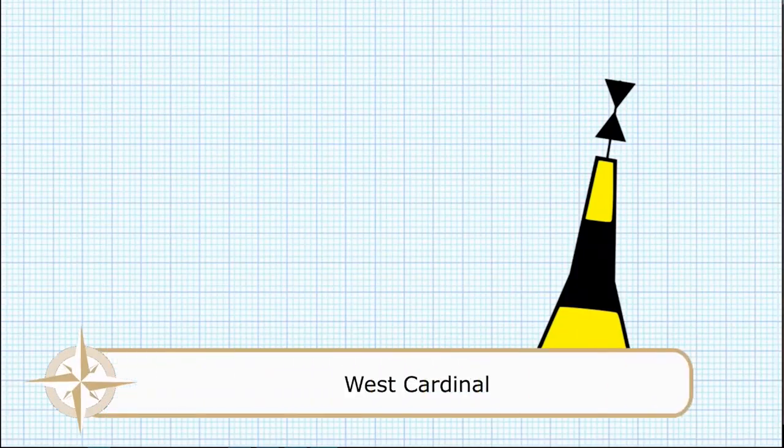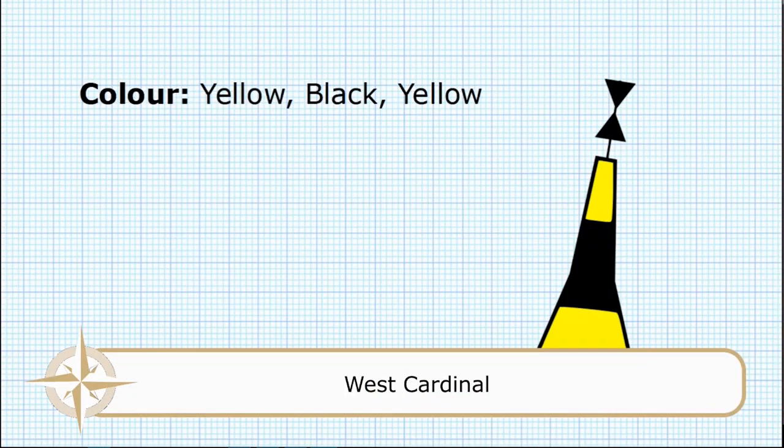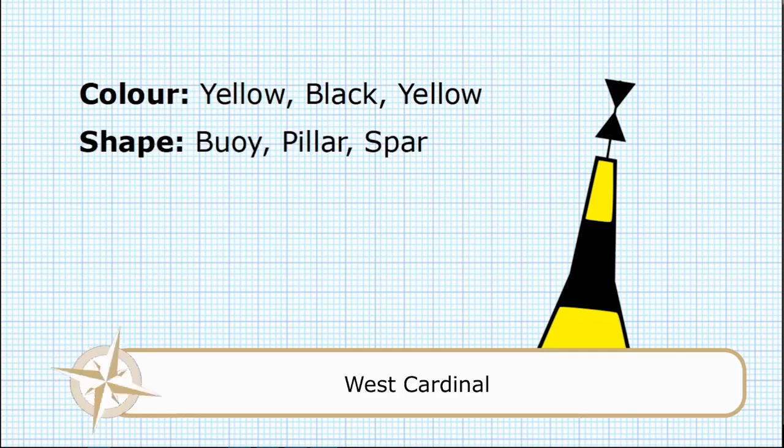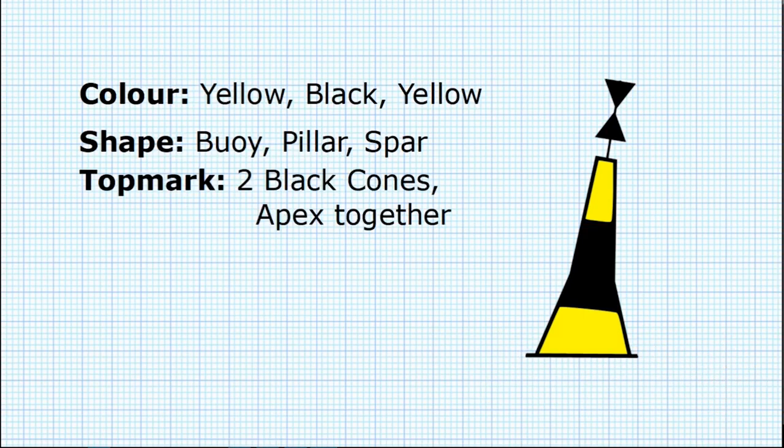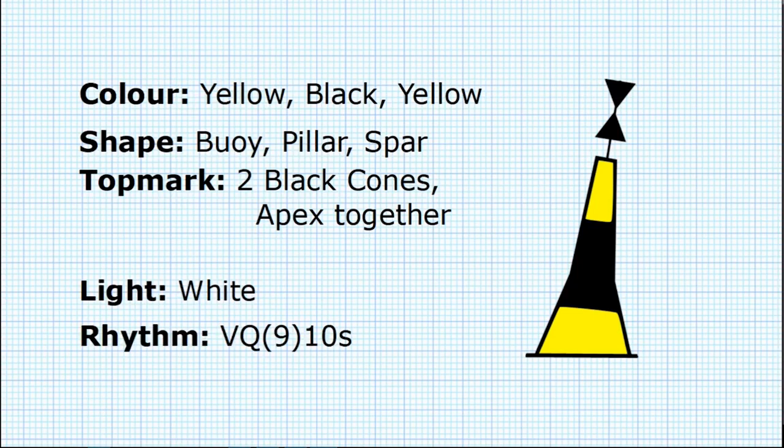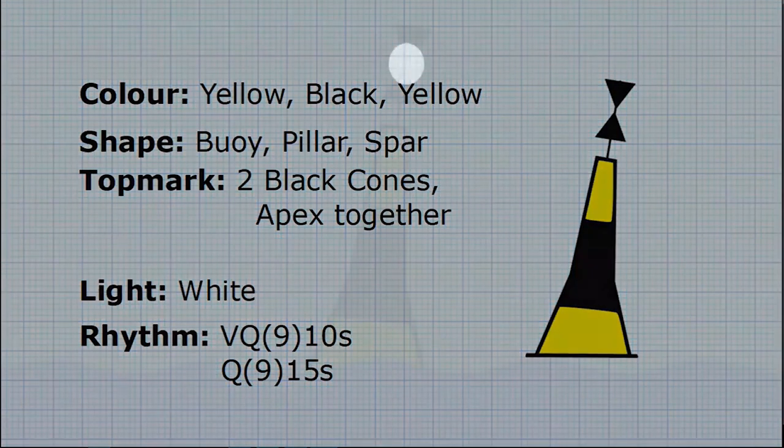And then finally we've got the west cardinal. The colour, well, it's the only configuration we haven't seen yet, which is a black band in the middle. Shape, buoy, pillar or spar, as with the rest of them, and this time the top mark is 2 black cones apex together. If we think of those cones as being a cylinder with a very tight belt on, it's gripping it around its waist. Waist for west. Light is going to be a white light, and the rhythm is going to be flashing 9 times. Either very quick flashes in 10 seconds, or quick flashes in 15 seconds.